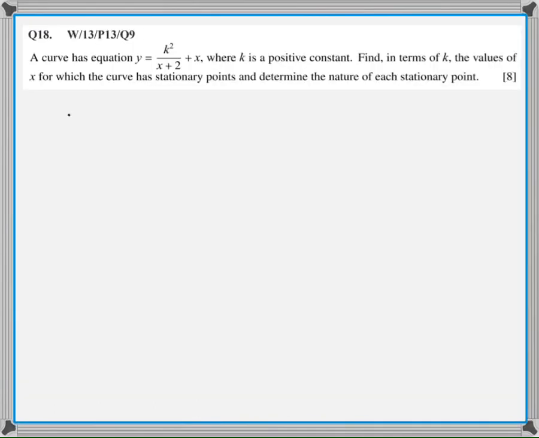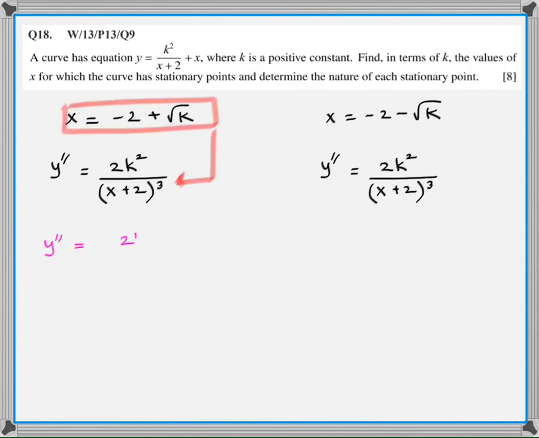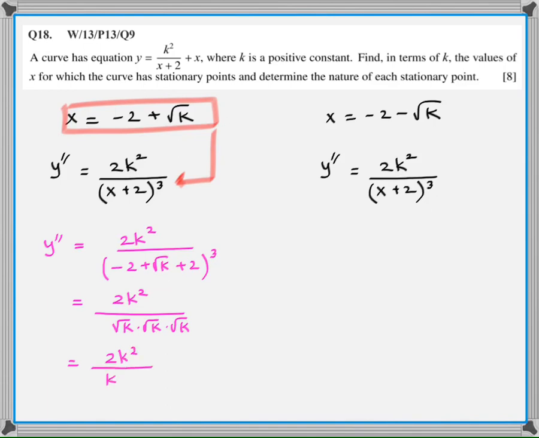Now what should I do? There are two values of x: minus 2 plus the square root of k, and minus 2 minus the square root of k. Write down the y double prime under each one. Simplicity, clarity, that is the name of the game if you want to score a nice grade. Show that you are plugging in this value in this case. Now, 2k square unchanged, minus 2 plus 2 cancels off. Root k written thrice. That is 2k square over k root k. No need to simplify it.